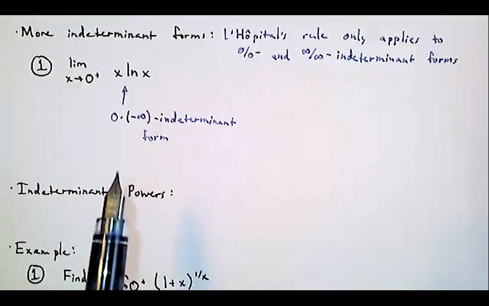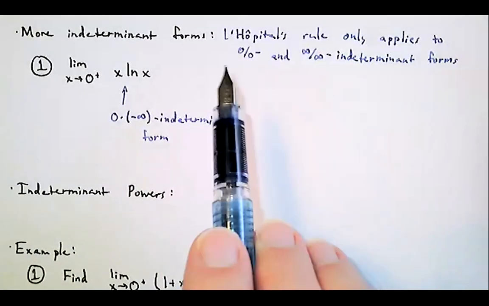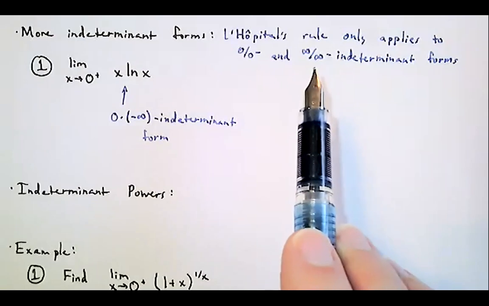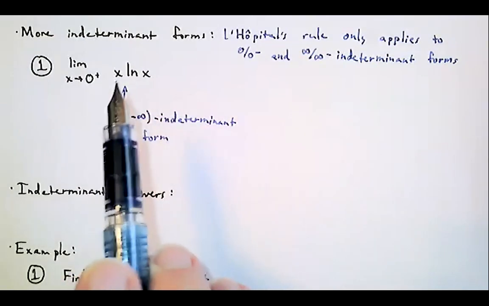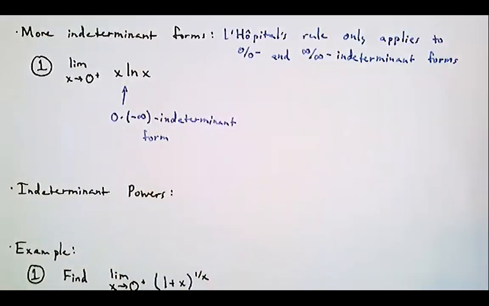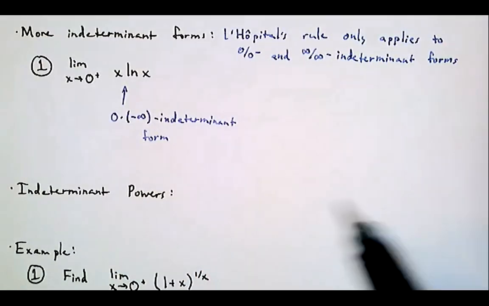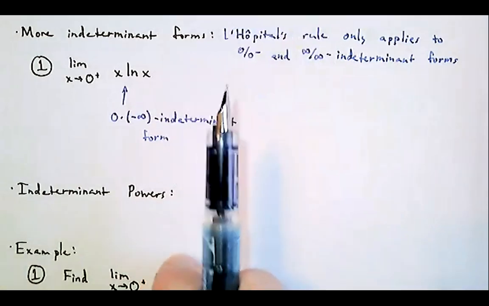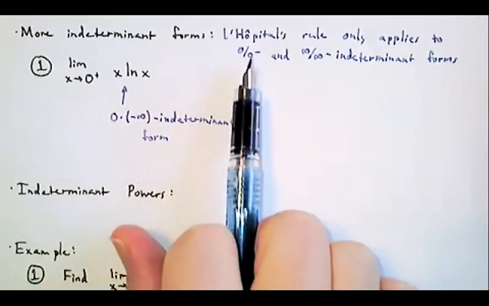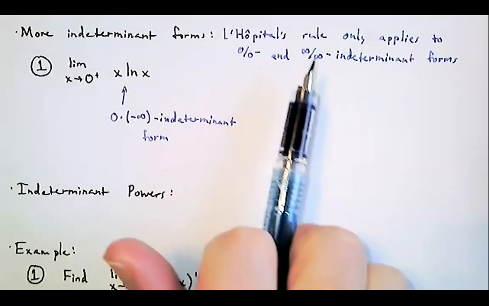And this particular form is not one of these two. It's not a 0 over 0. It's not an infinity over infinity. So we can't just take a derivative and use L'Hopital's rule. We have to do something different. What we have to do is rewrite this function, x times log x, as one of these two.